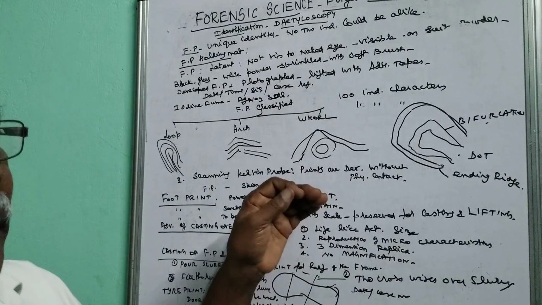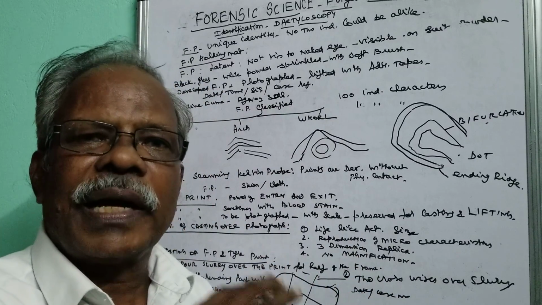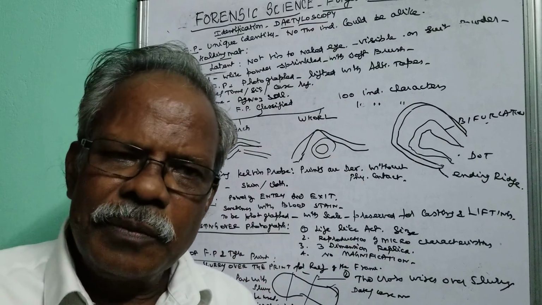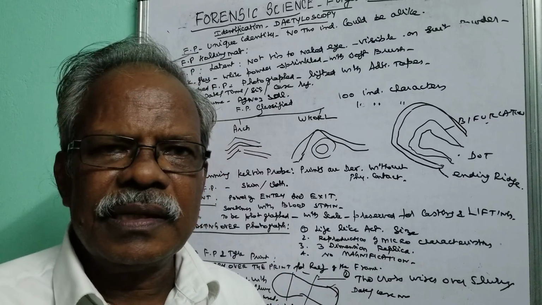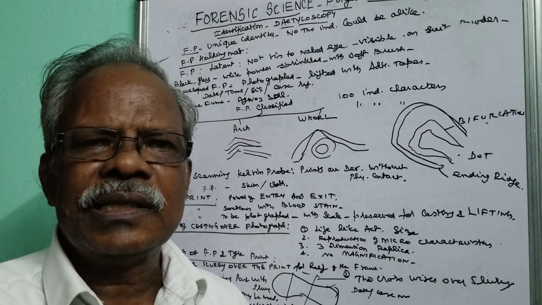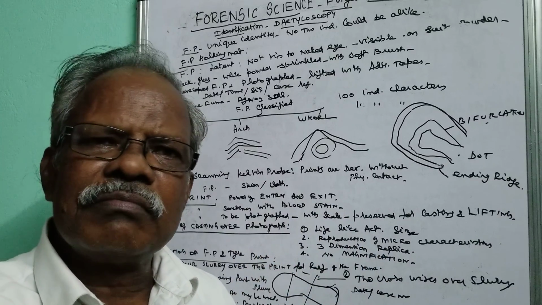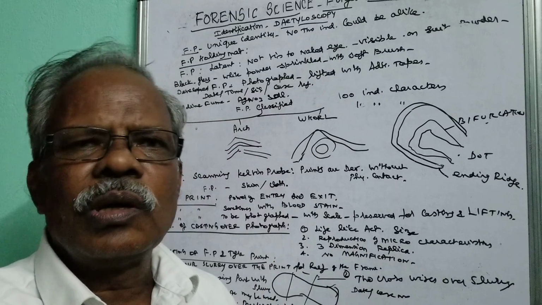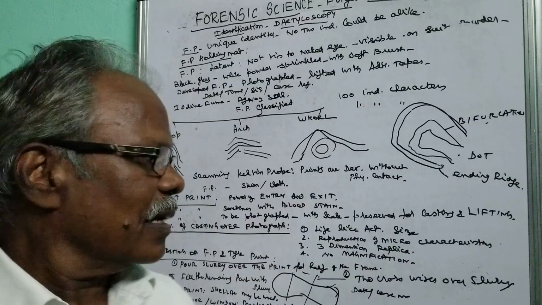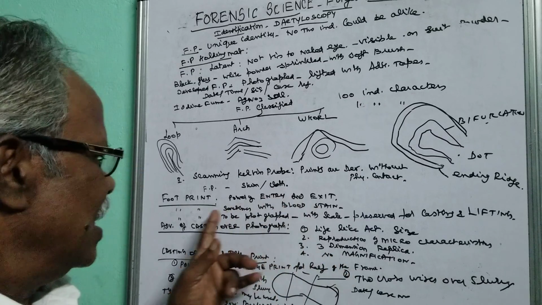Then now we'll be switching on to footprint. Now we'll see how the footprint helps to identify the accused. Usually in the crime scene, there will be a point of entry and a point of exit. In those places, the left-out mark is usually the footprint. Sometimes it is shoe marks or chappal marks, and sometimes barefoot footprints will be there. So at the point of entry and exit, we can take the footprints.